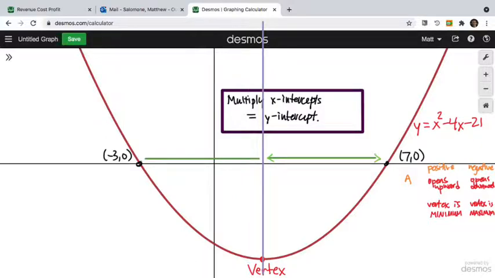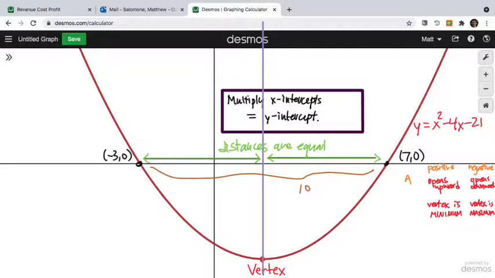Right, so the vertex is halfway between the x-intercepts. So these distances are equal. All right, so how do we figure out how to go halfway in between? How do we split the difference between negative 3 and 7? What's the total distance from -3 to 7 on the x-axis? 10. 7 minus -3, right?